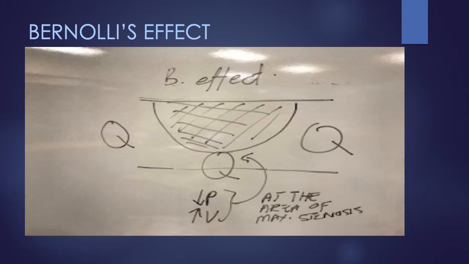Bernoulli came up with a solution, what we call Bernoulli's effect. What did he say? At the area of maximum stenosis, if two things happen, then we will have the same volumetric flow rate, or Q, before the stenosis, at the stenosis, and after the stenosis. What should happen at the area of maximum stenosis? Bernoulli's effect said if there is decrease in pressure and increase in velocity at the area of maximum stenosis, then Q will be the same before, at, and after. So what is Bernoulli's effect again? At the area of maximum stenosis, pressure goes down, velocity goes up. That's Bernoulli's effect.